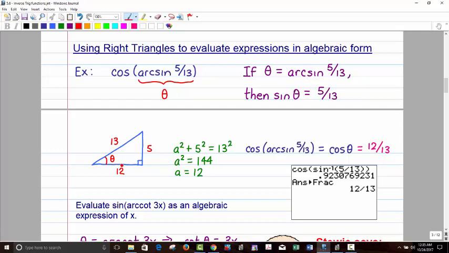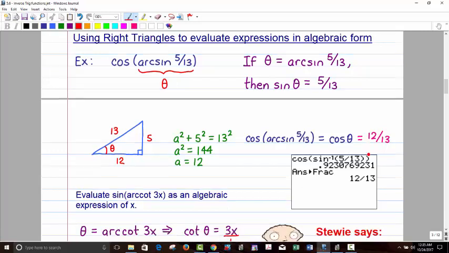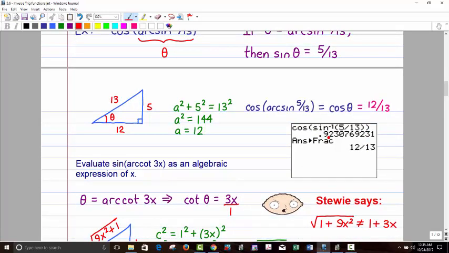So once your triangle is built, you can then go back and look at what your outside function was. In this case, it was cosine. So now cos of arcsine of 5 over 13 just becomes cosine of theta. Well, cosine of theta will just be the adjacent, 12, divided by 13. So it's 12 over 13. And as you can see, I did this in the calculator and did fraction, and it produced 12 over 13.